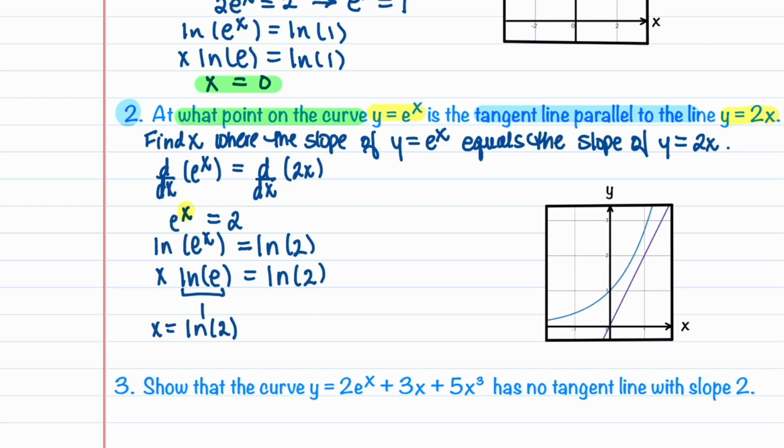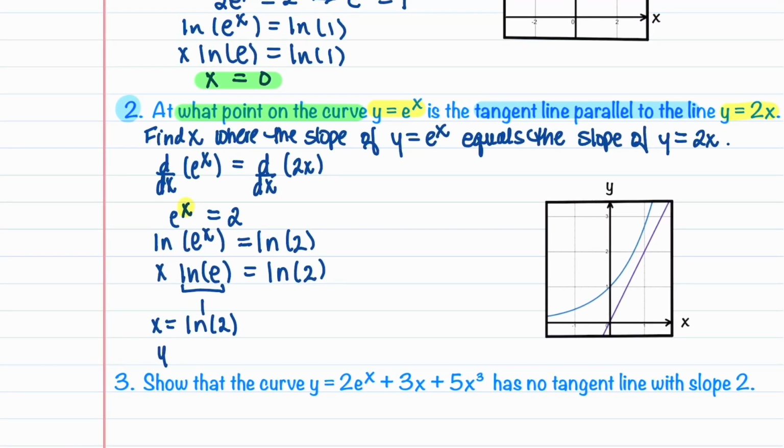Now, let's go back up and look at what we were asked to find. We wanted to find what point on the curve. Normally, when you're asked to find a point, that means you need the x value and the y value. So let's see what our y value is. Our y is equal to e to the x. So this is e to the natural log of 2, and that's just equal to 2. So our point is natural log of 2, comma 2. That's our x value and our y value.